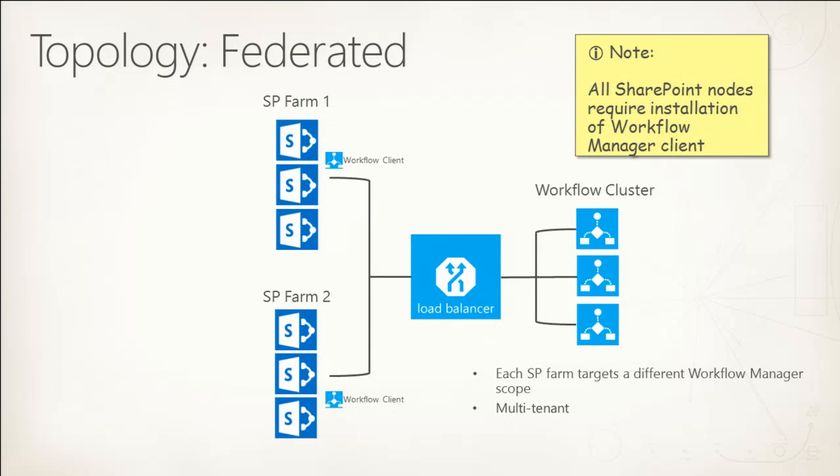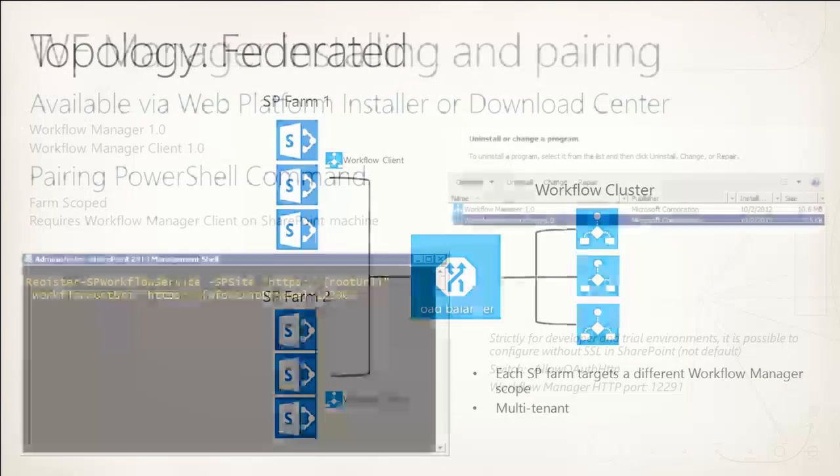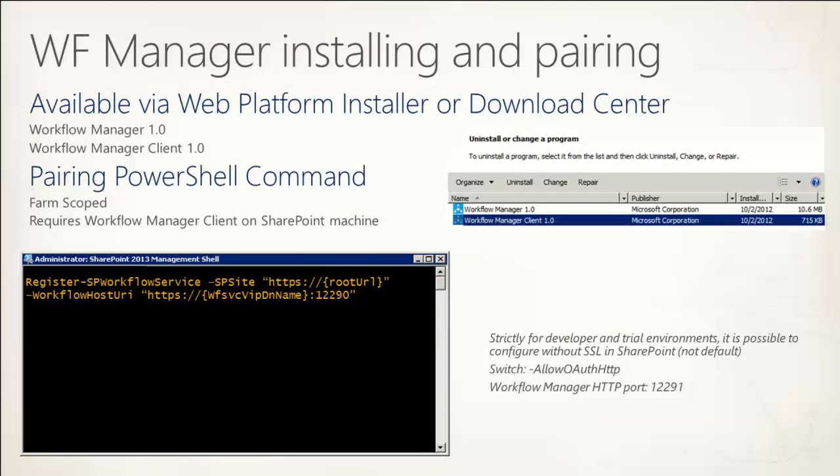So one point to note that when you deploy in this model, we still require the workflow client to be installed in the SharePoint nodes, and it has to be on all the nodes on the machine. And it's that workflow client that's just required for communication. So how do you install this?